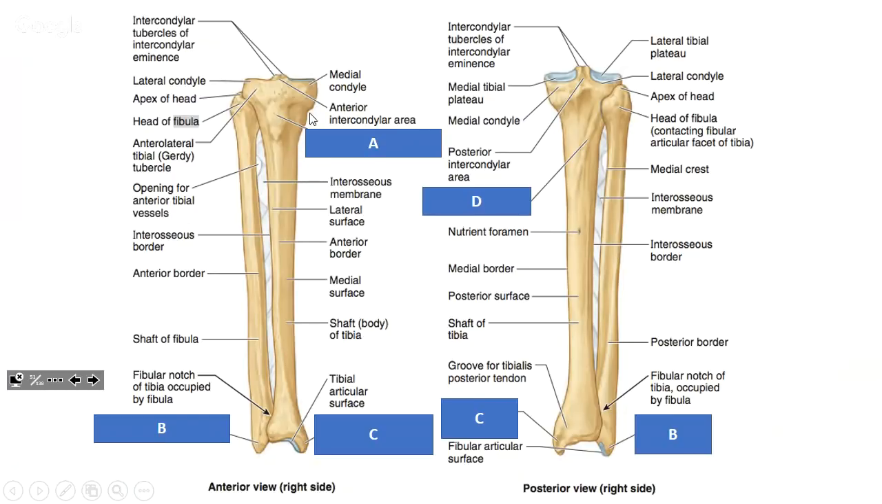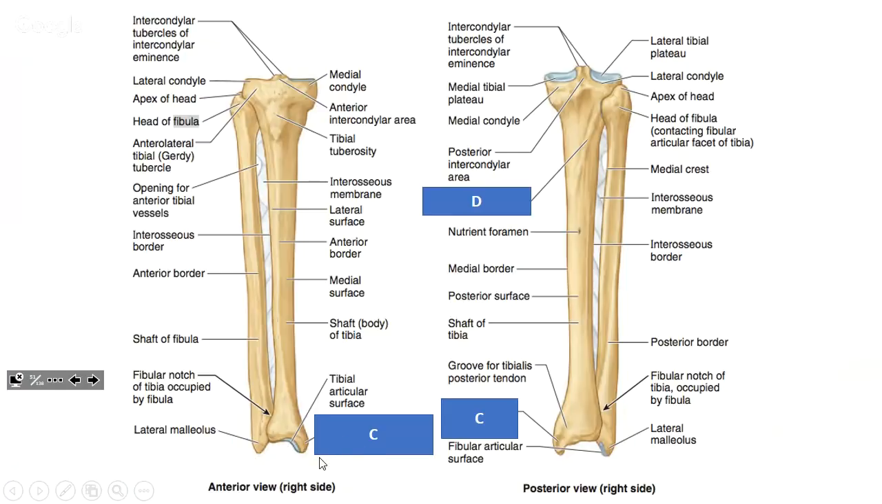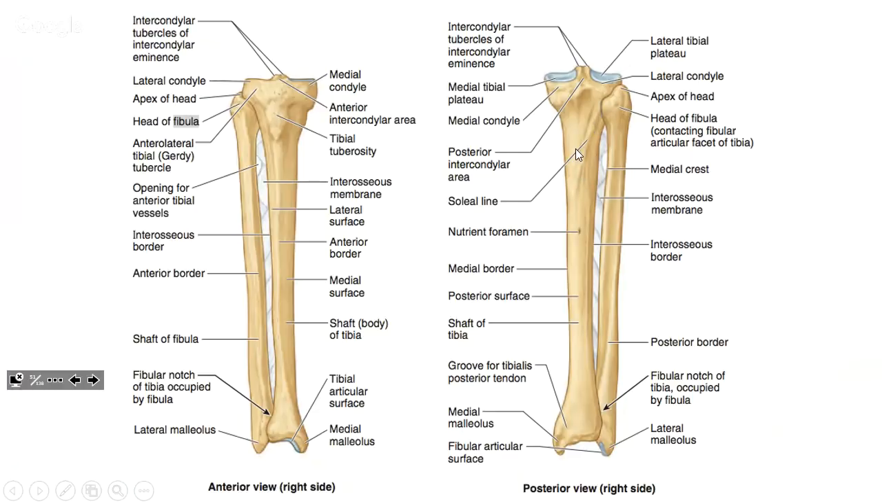So another pop quiz, what's A? This is what you examine in the knee exam. Yeah, the tibial tuberosity. B. So which one's medial, which one's lateral? Yeah, so the fibula is always lateral, and then the tibia is medial. And then D is a soleal line, so yeah, not that important.